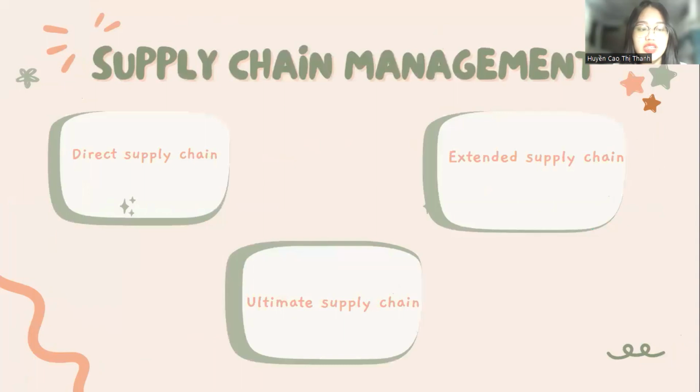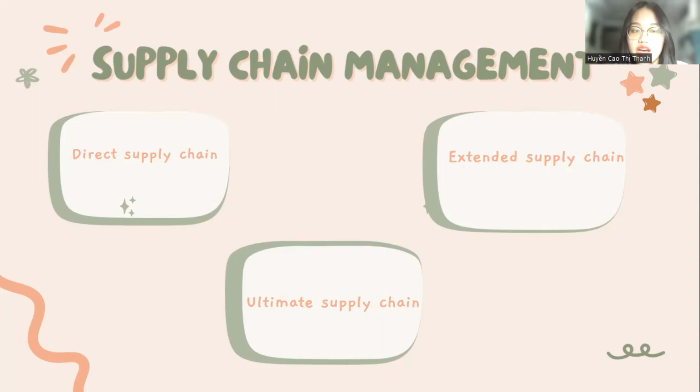So we have three degrees of supply chain. The first one is the direct supply chain, which consists of a company, suppliers, or a customer involved in the upstream or the downstream flows of product, service, finance, and information.